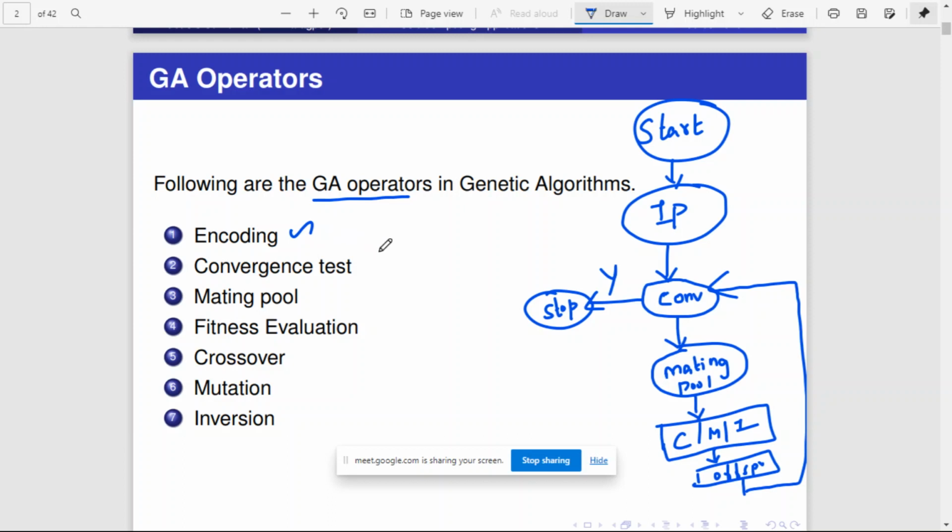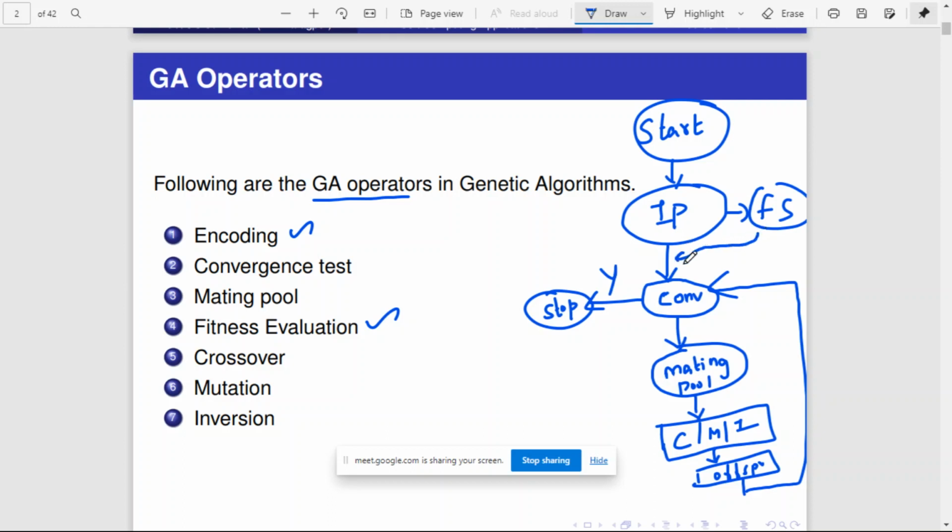And then what we have to do? We evaluate the fitness of each individual. Fitness, I will call it FS. We find the fitness of every individual. That is performed by an operation called fitness evaluation. The individual fitness is evaluated by an operation called fitness evaluation.